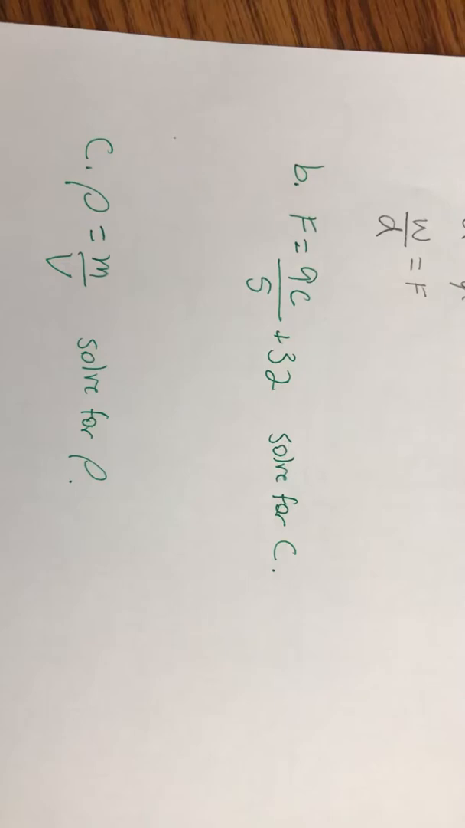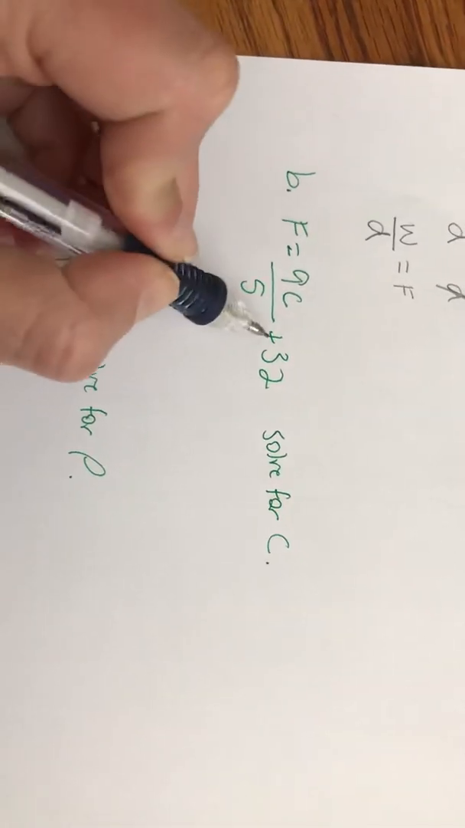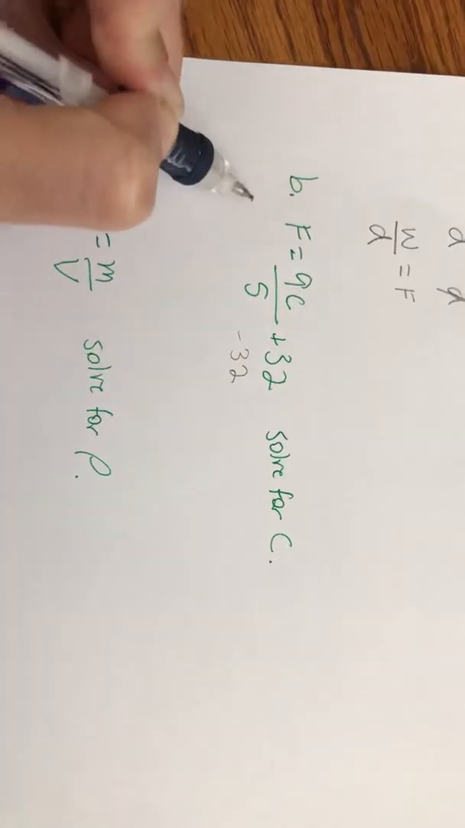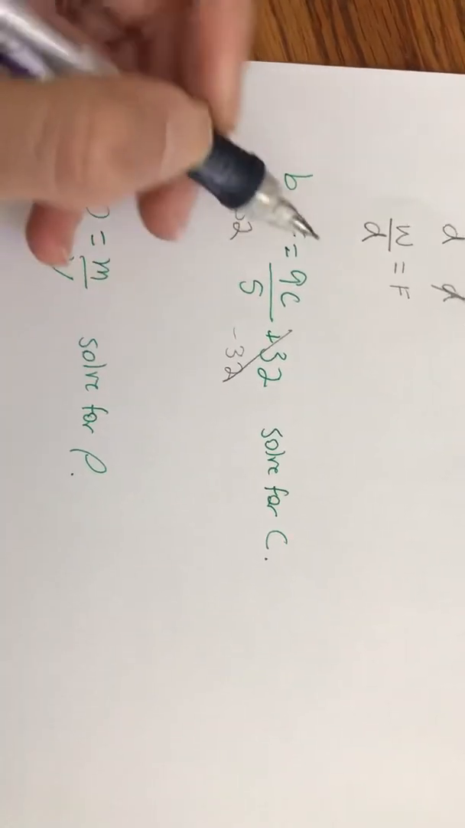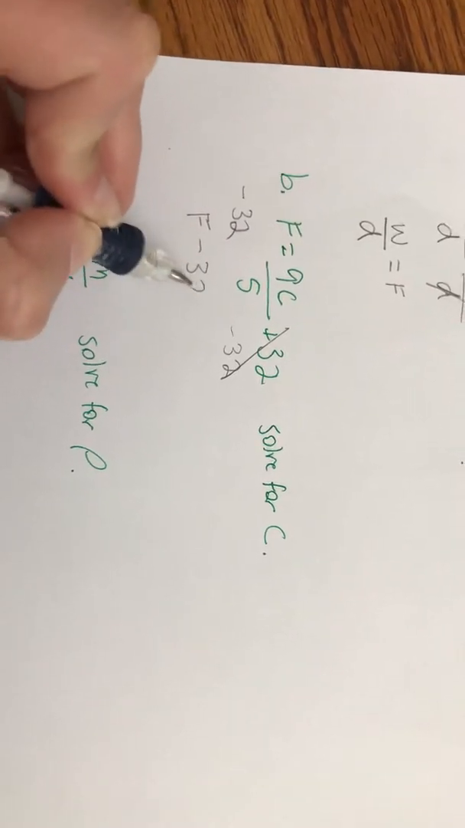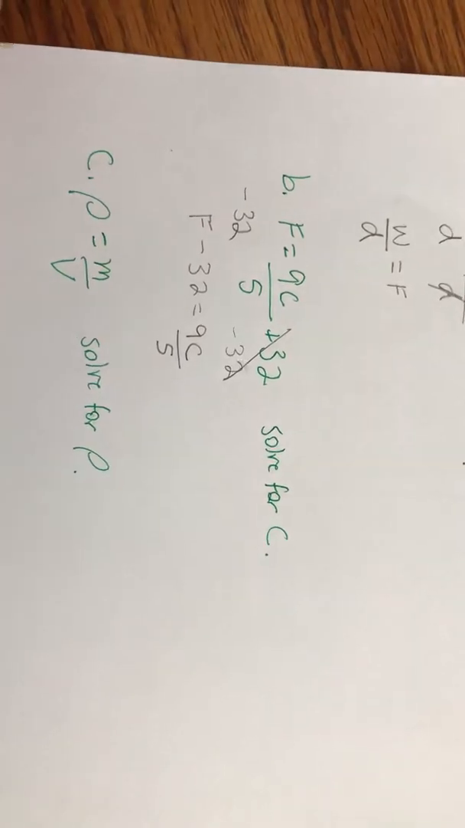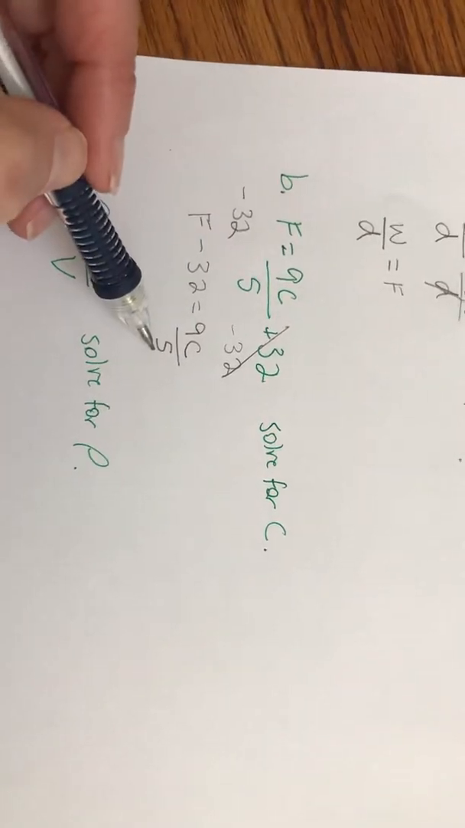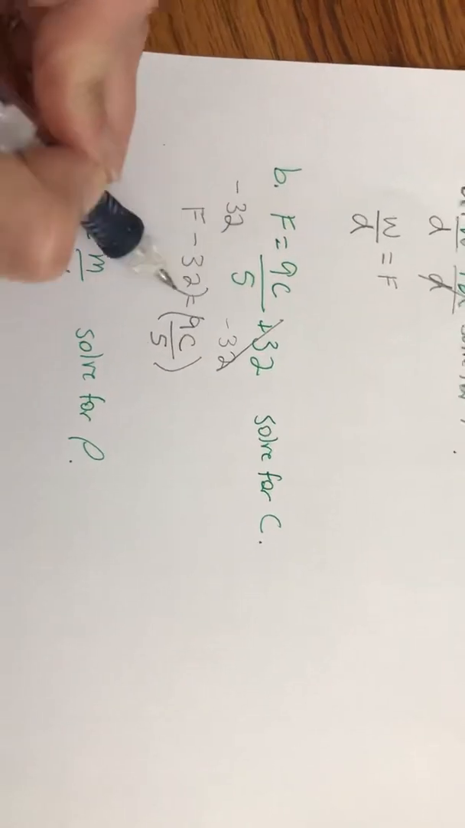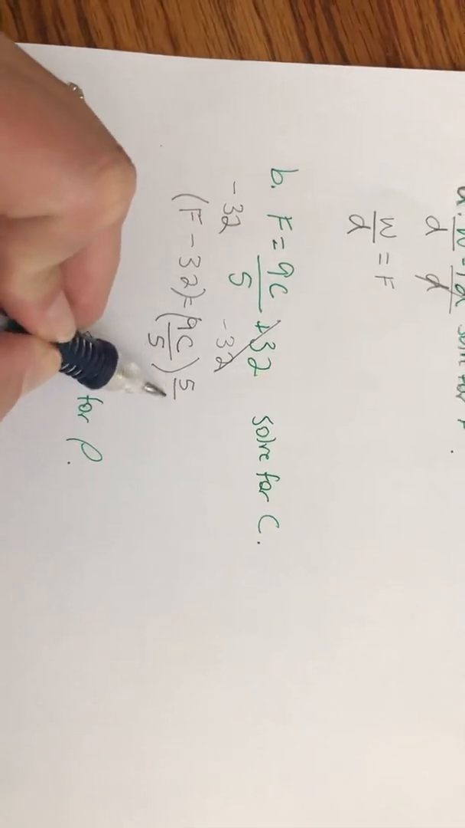Part B asks you to solve for the Celsius. So I start by moving this 32 to the other side. So subtract it from both sides. Those go away. I've got F, or Fahrenheit, minus 32 equals 9C divided by 5. And then this is 9/5 of C. So I can multiply both sides by the reciprocal of this, which would be 5/9.